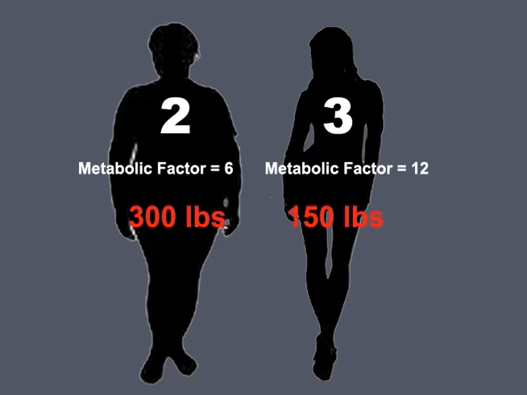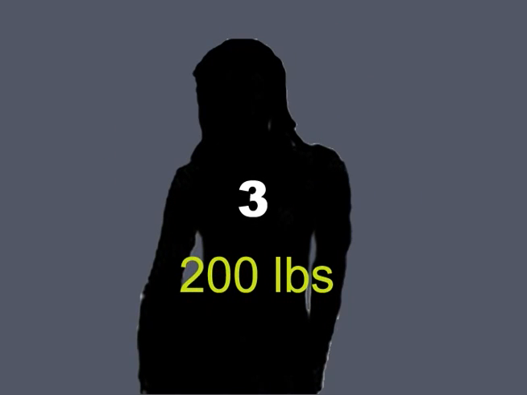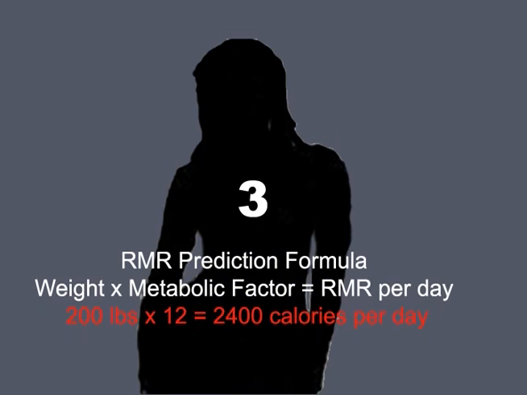Bariatric clinical impressions and experience have demonstrated that while a patient's weight may go up or down, their metabolic factors remain constant. In fact, we can make useful predictions concerning weight gain using the metabolic factor. For example, what if patient 3, who weighs 150 pounds, gains 50 pounds? At 200 pounds, we can predict that her RMR will be 2,400 calories per day.